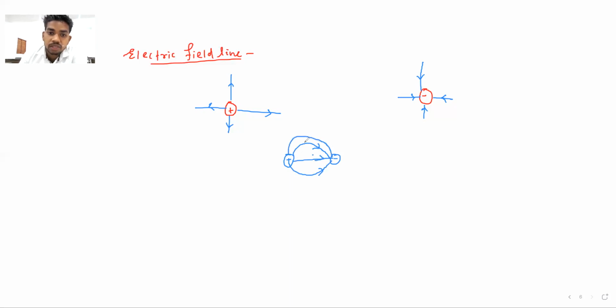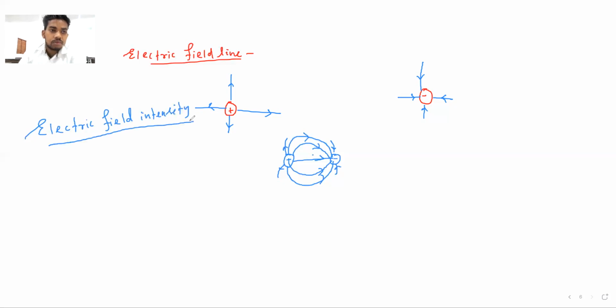They will start from positive charge and end in negative charge, like this. And electric field intensity is very, very important. Electric field intensity, how to find? Intensity means the measurement of the field at any point.